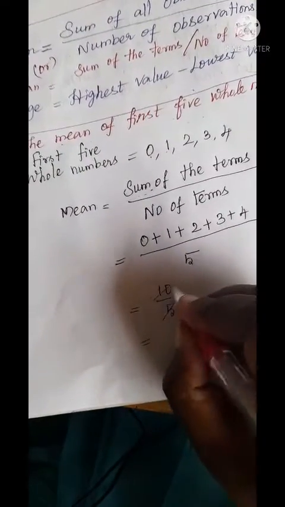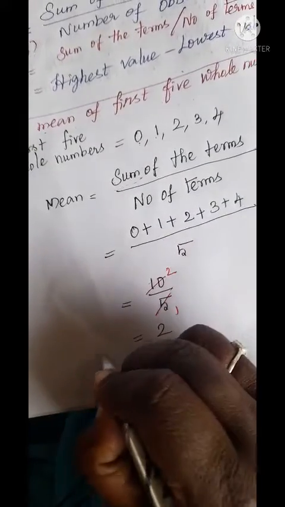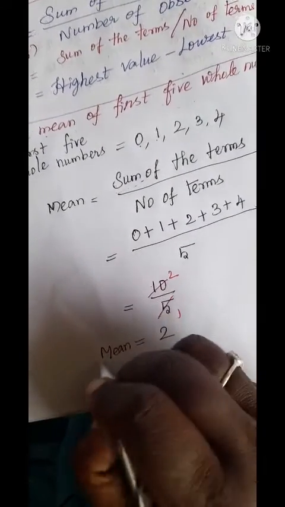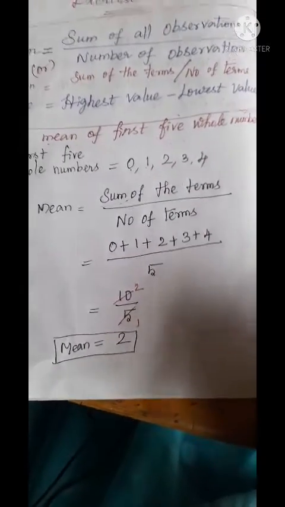1 five is 5, 2 fives are 10. So the mean is 2.